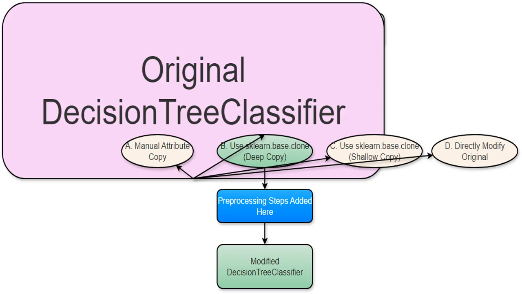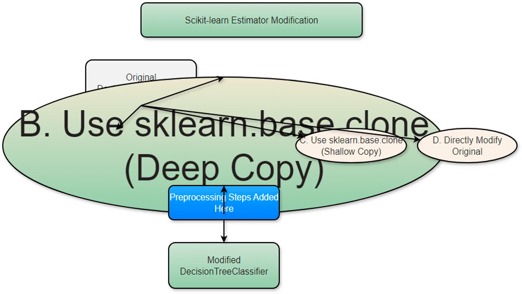A pre-trained DecisionTreeClassifier from scikit-learn. I'll need to modify this to include extra steps before training without changing the original. Think of it as a master copy I want to keep untouched. This is the correct solution. I use scikit-learn's clone function to make an entirely separate copy, a deep copy. Any changes I make to this copy won't affect my original DecisionTreeClassifier. It's like photocopying. The copy is completely independent of the original.